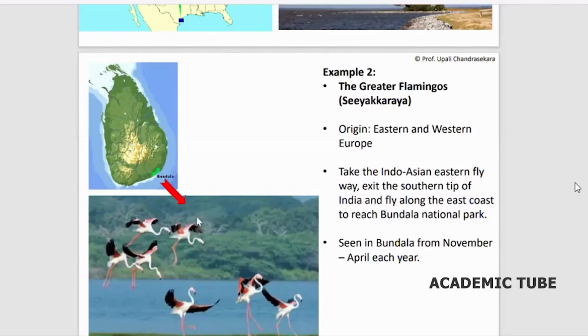Now the country of origin or the region of the world of their origin is Eastern and Western Europe. Now, for example, Germany, France, Denmark, etc. Now, when the winter approaches those countries, they begin to migrate, and eventually they come into warmer countries like Sri Lanka. Not only Sri Lanka, many other countries in the South Asian region. Now, in this case, these greater flamingos can be widely seen in Bundala Park, right, from November to April each year.